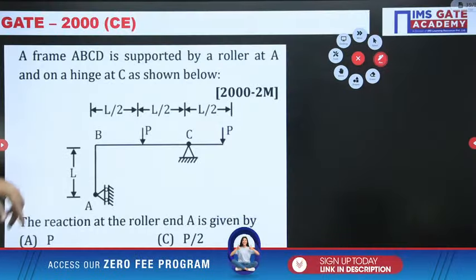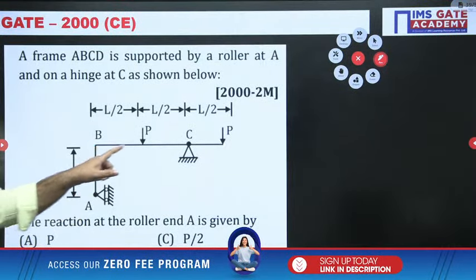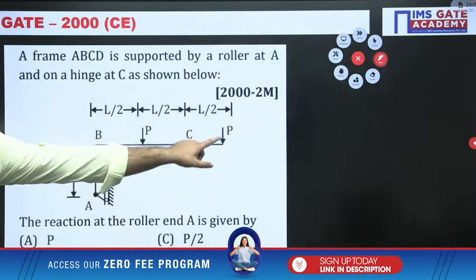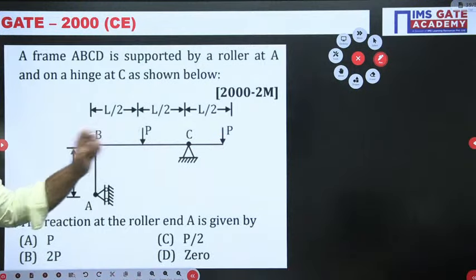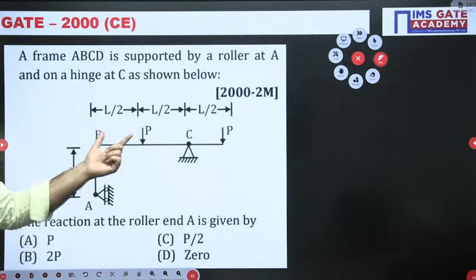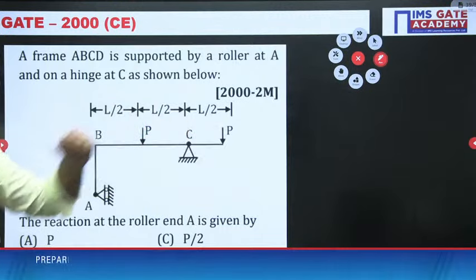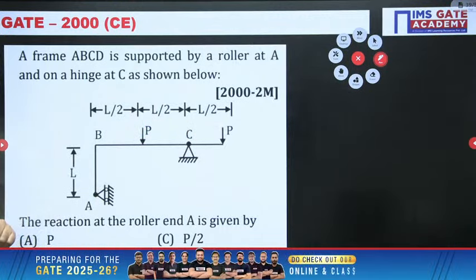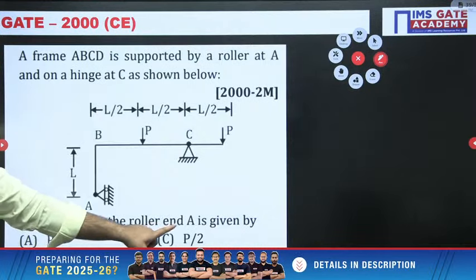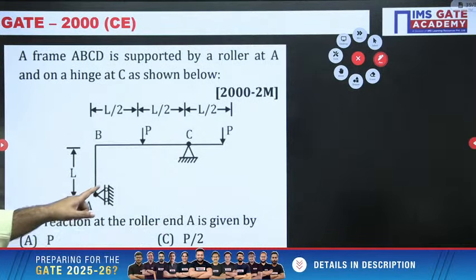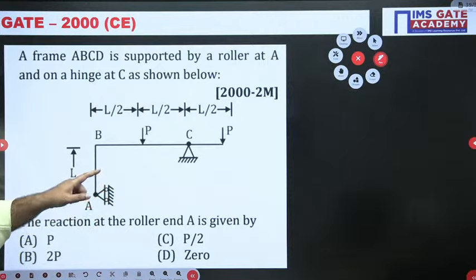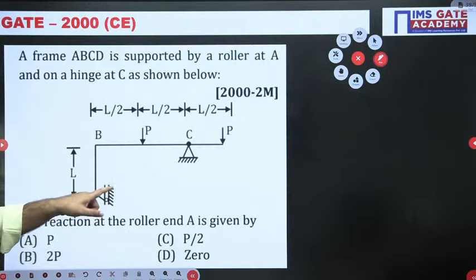See this question. The question says that you have a beam A, B, C, and you have two point loads, one acting here, another point load acting here. This length is L by 2, this length is also L by 2, this length is also L by 2. They are asking to find out the reaction at the roller end A. So this is your roller support A. You need to find the support reaction at A.